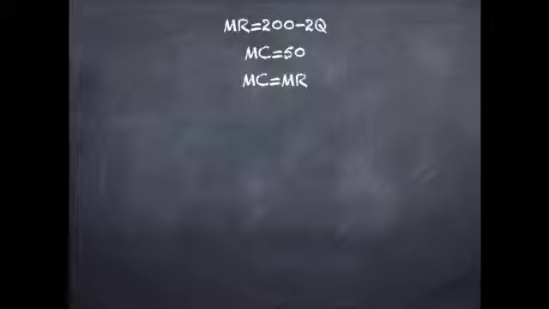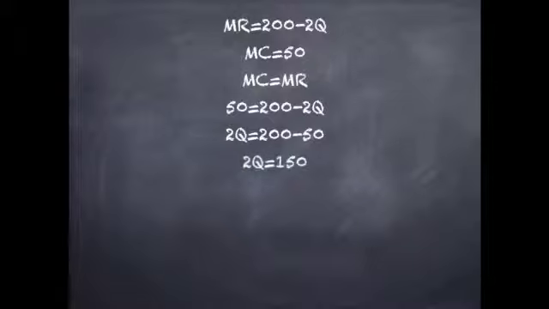So we know that marginal revenue is 200 minus 2Q. We know that marginal cost is equal to 50, and that profit maximization occurs where marginal cost is equal to marginal revenue. So if we set marginal cost and marginal revenue equal to one another, we get 50 equals 200 minus 2Q. We rearrange that, so 2Q is equal to 200 minus 50. 2Q is equal to 150. Therefore, Q is equal to 75.